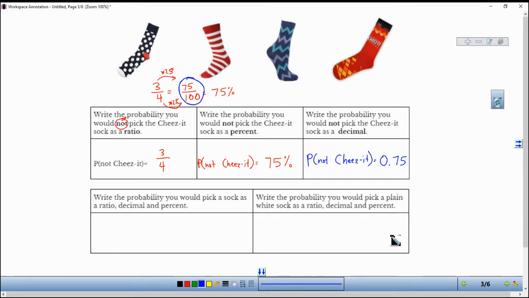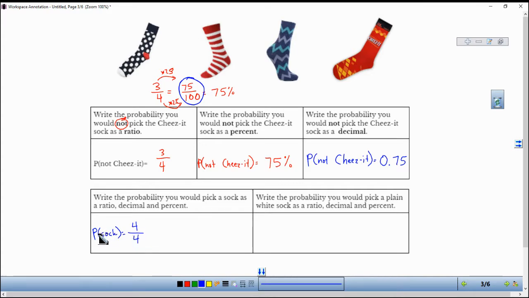All right. There's 2 more events down here that we're going to think about. These are kind of unique. It says, write the probability you would pick a sock as a ratio, decimal, or percent. So the probability that you pick any sock. So if you reach in to grab one of those 4 socks, what are the chances that you're going to pick a sock? Now, if these are the only 4 things in the drawer, the favorable outcomes are you could pick this sock, this sock, this sock, or this sock. So there are 4 favorable outcomes there. And how many total outcomes are there? There's also 4.